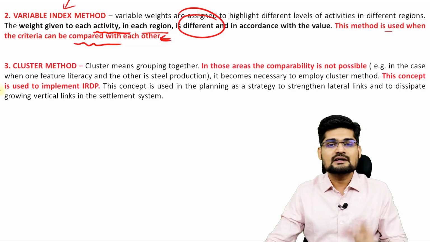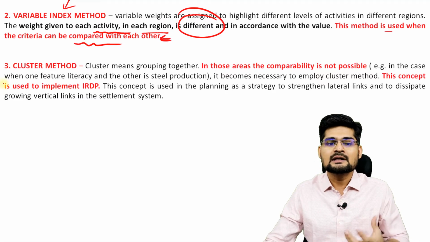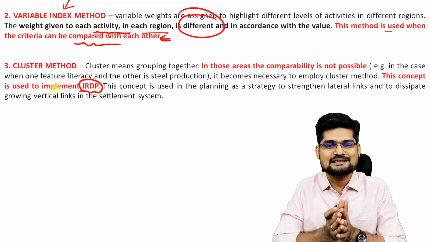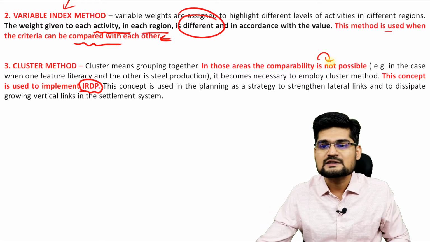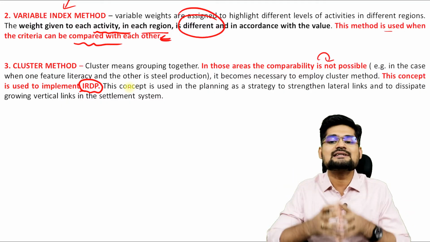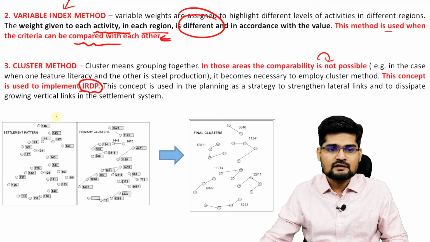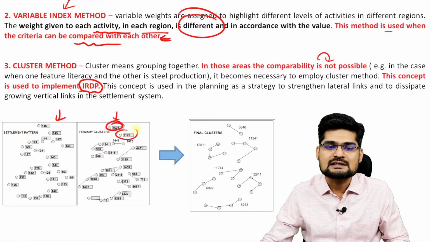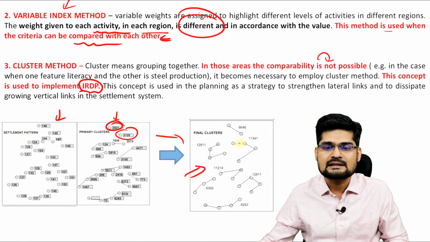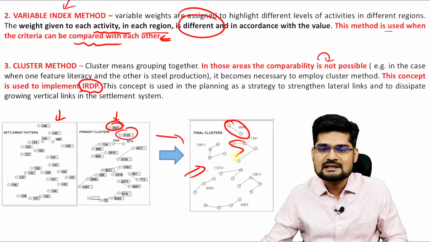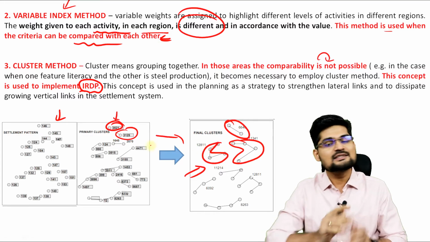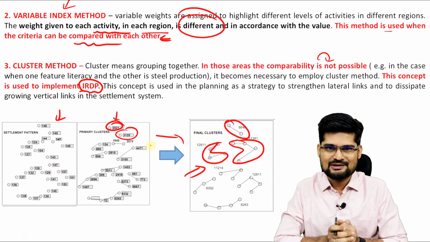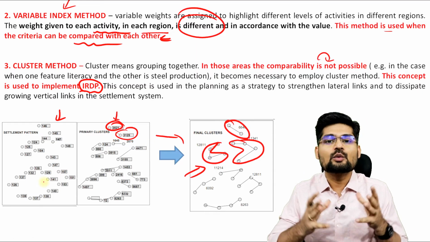And then further we have a clustering method, very famous method, especially for integrated rural development programs, where you have clusters of villages. Where comparability is not possible, in such cases we do clustering. So how does it look like? Remember, we take these settlement patterns and on some principle we do this clustering, and final clusters look like this. So this is one cluster region, this is another cluster region, this is another cluster region. This is the method that we generally apply for formally instituted regions. So this is the first method where weightage is assigned.